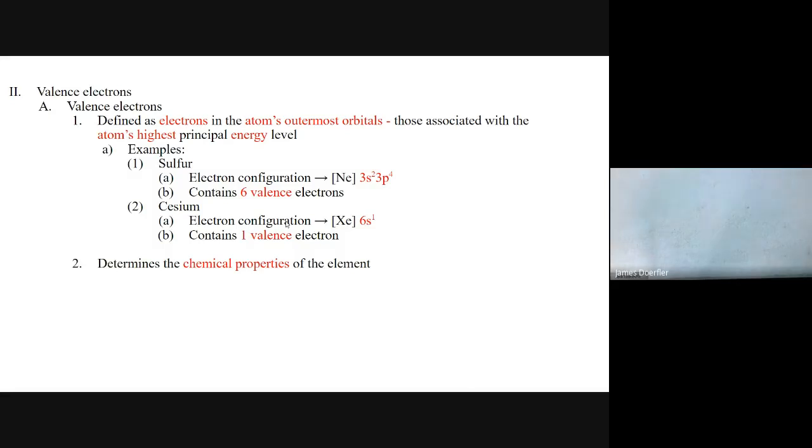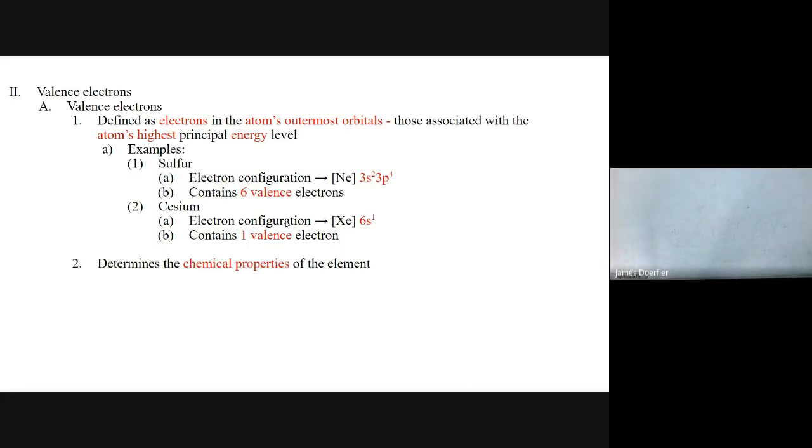The valence electrons, for the most part, come from the s and p orbitals. For the most part, that's what we're really going to be focusing on. Some could come from the d orbital, but we're not really concerning ourselves with that at the moment.